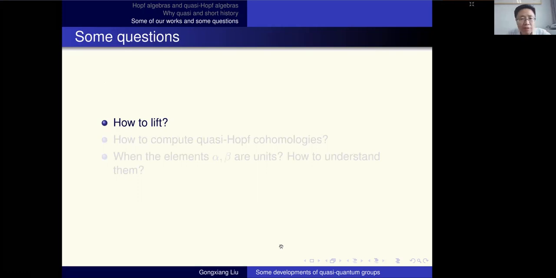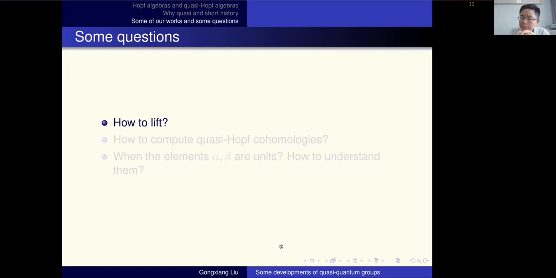But for quasi-Hopf algebras, a very big difficulty for us is how to lift the Drinfeld associator. In our graded case, this associator is reduced just to a 3-cycle. But for a general Drinfeld associator, it looks like an iterated 3-cycle, a 3-cycle over 3-cycle over 3-cycle, iterated step by step to infinity. We don't know how to control it.